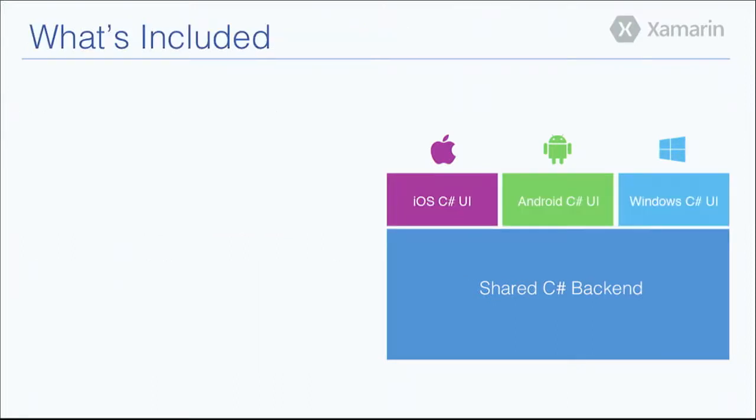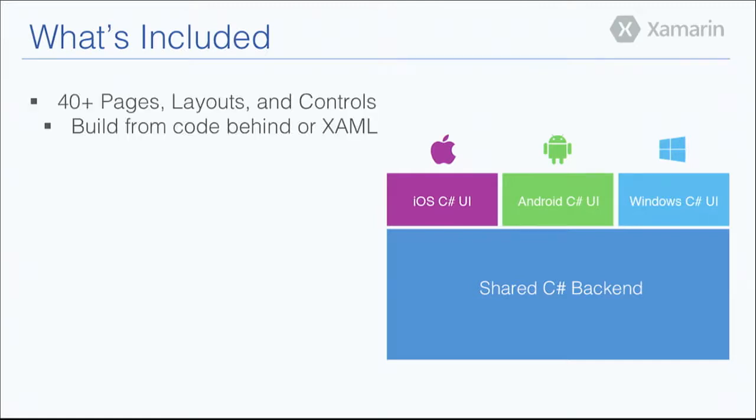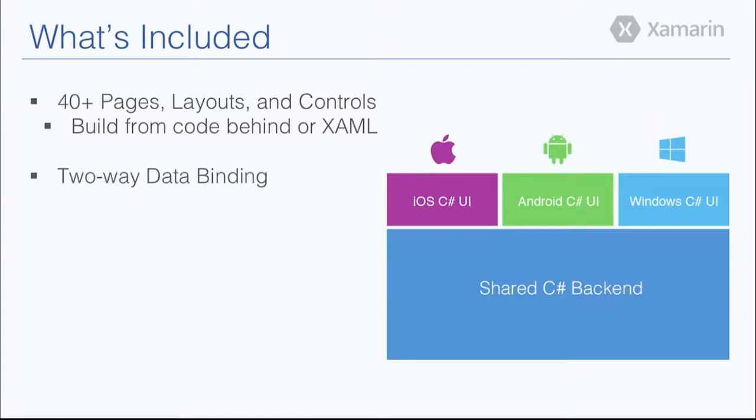So what's included out of the box? Because a lot of people, when they hear about Xamarin Forms, they think of the 40+ pages, layouts, and controls that you can build out. And you can build this from the code behind, or we have XAML markup as well, which is really great. You can't bring over your existing XAML because it's against our schema, but if you're a XAML developer, you're really going to love this. And mostly because the framework includes two-way data binding as well.